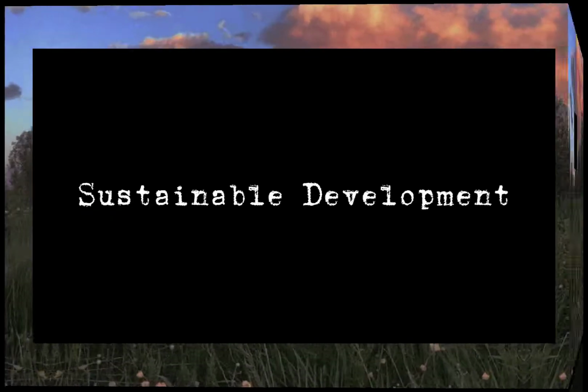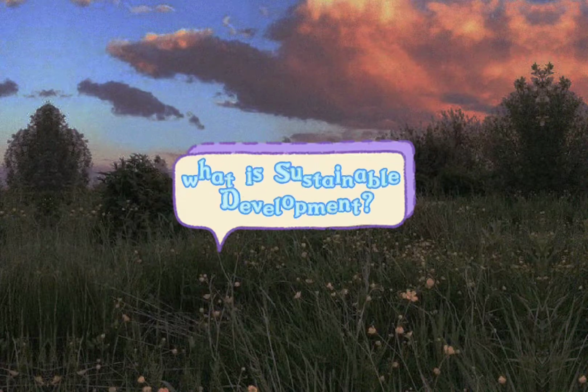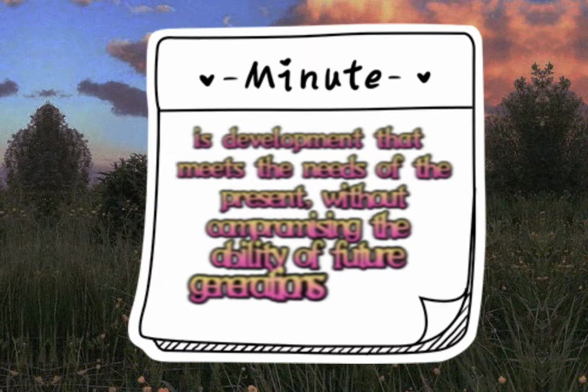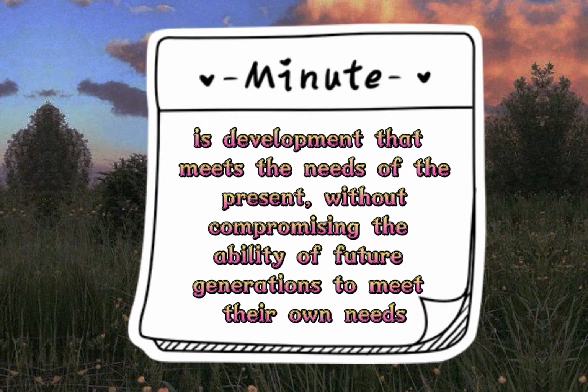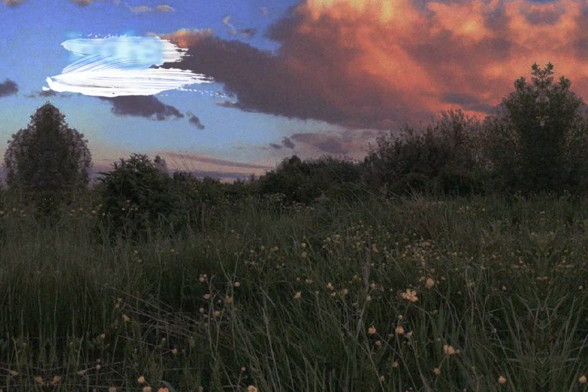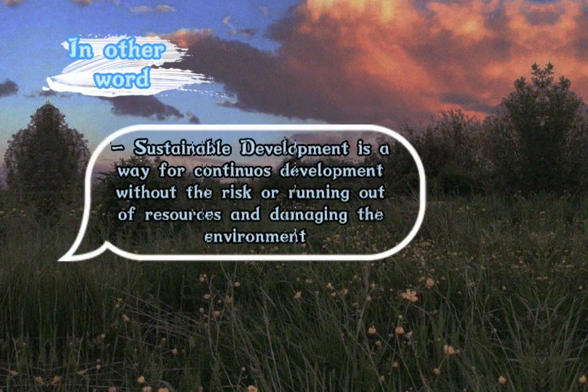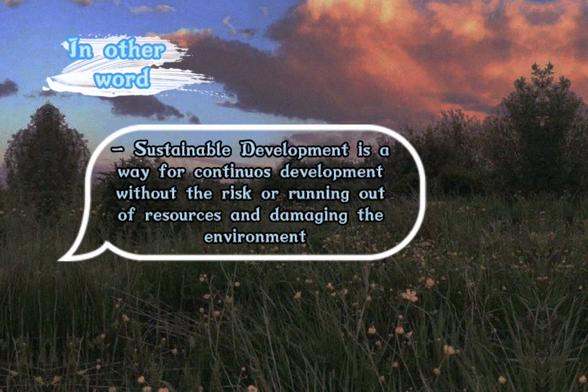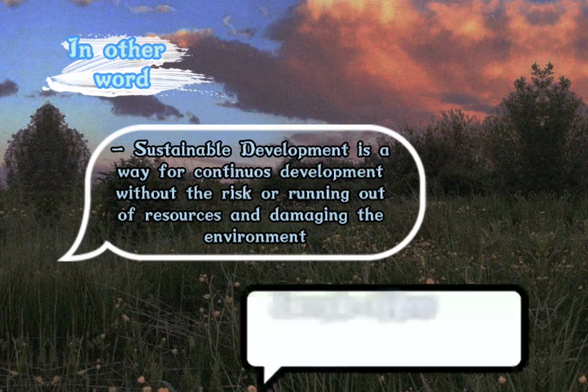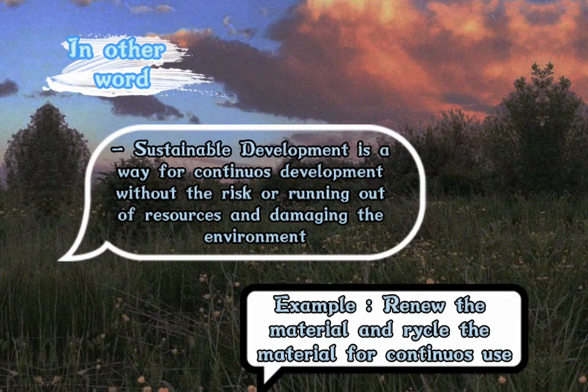Sustainable development. What is sustainable development? It is development that meets the needs of the present without compromising the ability of future generations to meet their own needs. In other words, sustainable development is a way for continuous development without the risk of running out of resources and damaging the environment. For example, renew the material and recycle the material for continuous use.